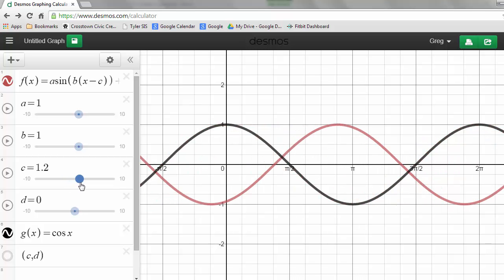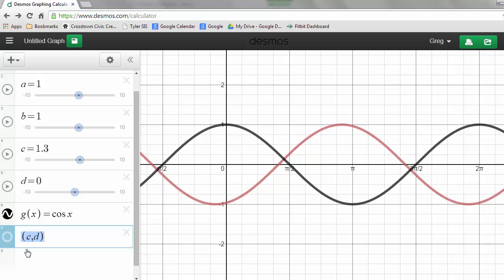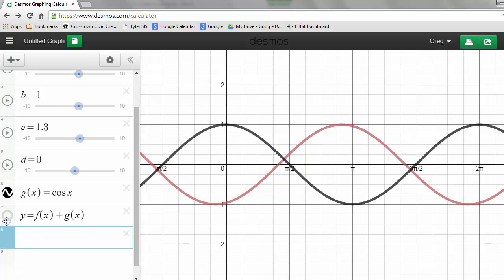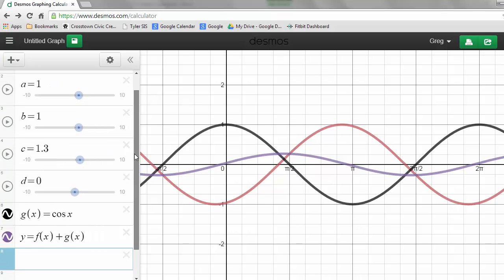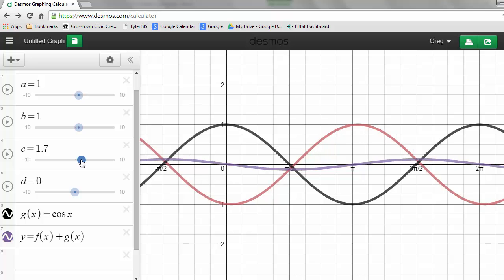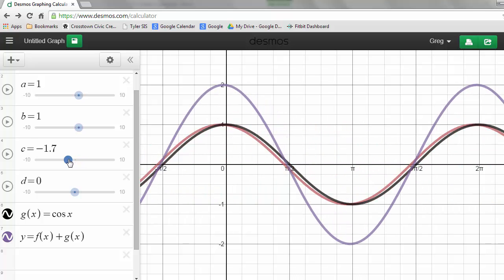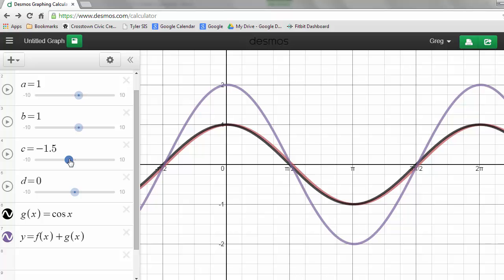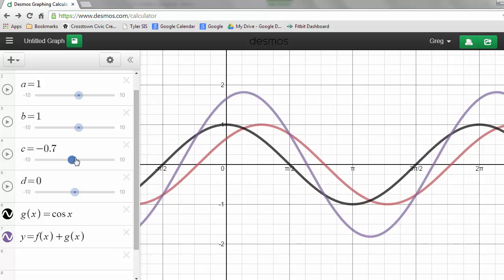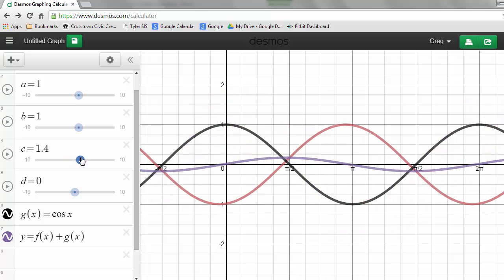Okay, and I could do a real quick thing here. If I said y is equal to my first one plus g of x, if I add the two together and show it, this is the purple one. Now as I change the phase of the two, the purple is the sum of the first two. So when they're in phase like this, they combine together to make a wave with double the amplitude, and when they are out of phase, then they cancel each other.